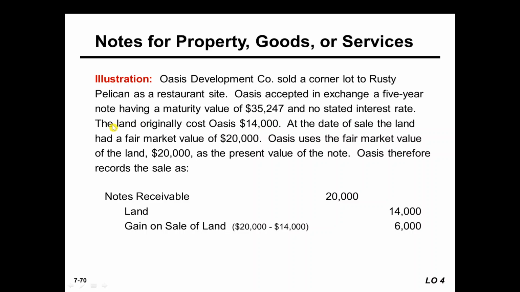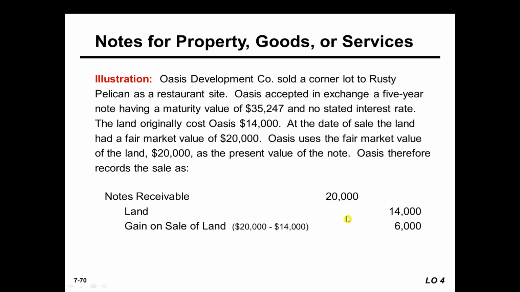As of today, the land originally cost 14,000. Since the Oasis sold it, the land will be credited from its account as much as the cost, that is 14,000. And at the date of the sale of the land, the land had a fair market value of 20,000.